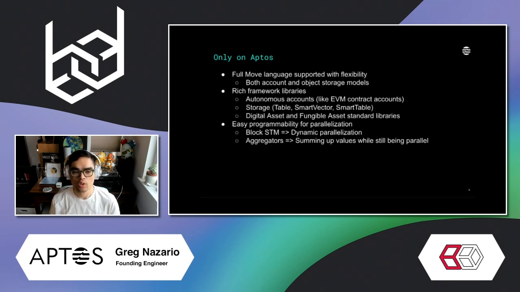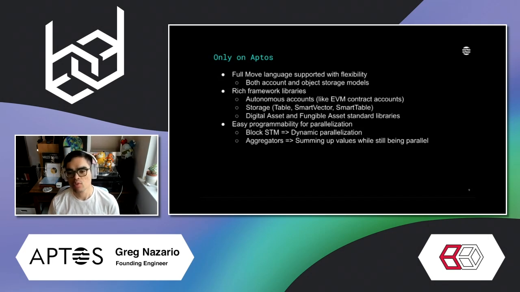We have rich framework libraries around things like autonomous accounts, which are similar to EVM contract accounts, where you can deploy code to it, make the account immutable, or even throw away the key so it can't be accessed again. And then that contract can hold resources, it can have the code, and it can do everything separately on its own.